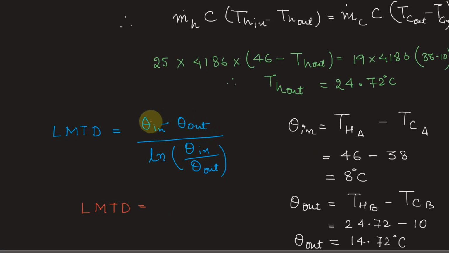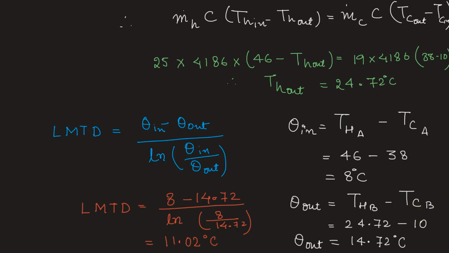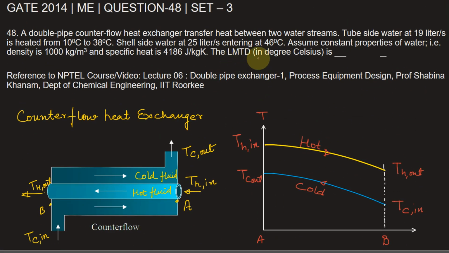Even if we change the order of theta in and theta out, we'll get the same result. So theta in is 8 minus 14.72, whole divided by ln 8 by 14.72, and this value of LMTD, the logarithmic mean temperature difference, will be 11.02 degrees Celsius. So let's fill in the blank. The LMTD will be 11.02.